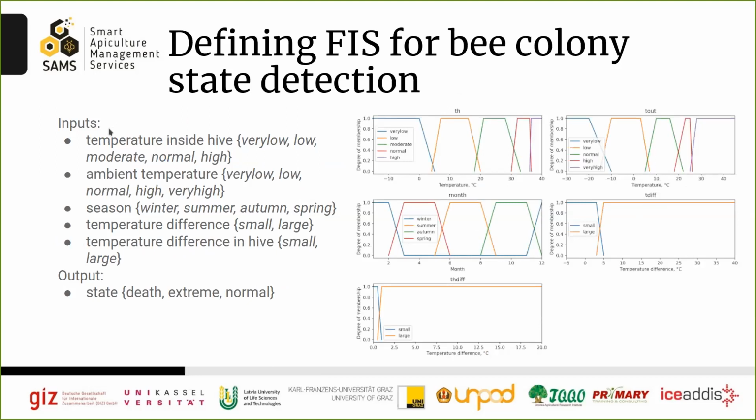And here are the input values. We used 5 inputs and one output that could be the state, for example some extreme state or normal. On the right side, you can see these inputs and their membership functions.